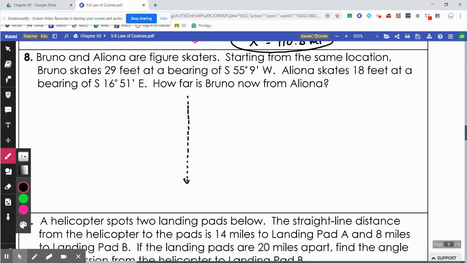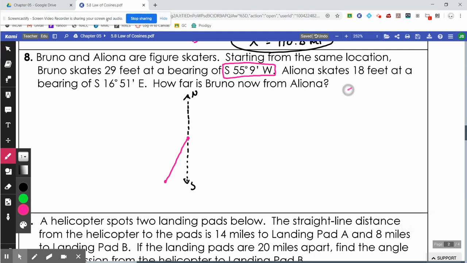And they are starting, there's north-south. They are starting from the same location, which we'll put right there. Bruno skates 29 feet at a bearing of 55 degrees and 9 minutes west of south. So west of south would be in this direction.